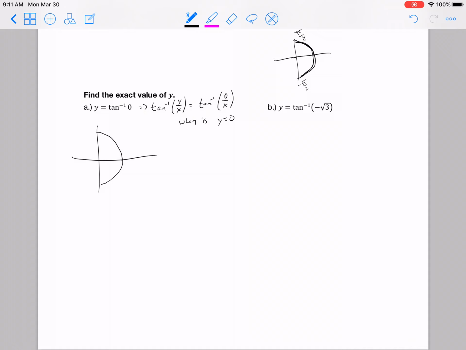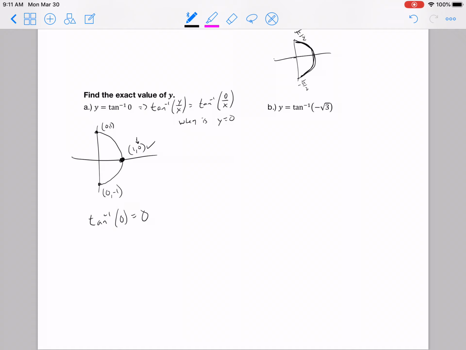And so if we look at that, that's going to end up being this coordinate right here. The coordinate there is 1, 0. If we look up here, it's 0, 1. And down here, it's 0, negative 1. And so the one that has 0 for y is right there. This one's our answer, which means the arctangent of 0 is equal to 0.